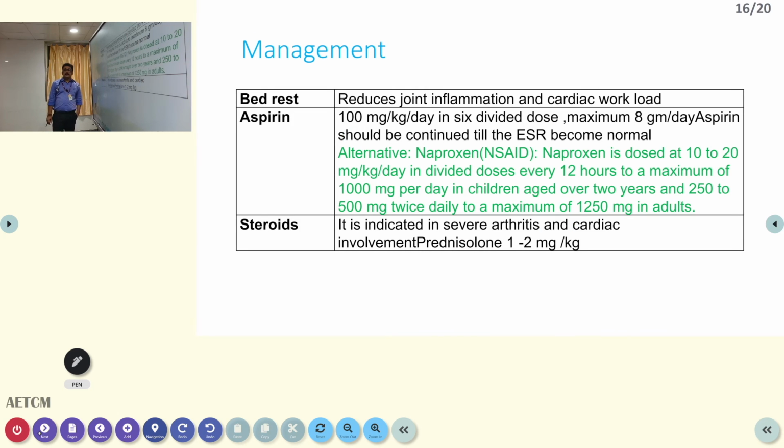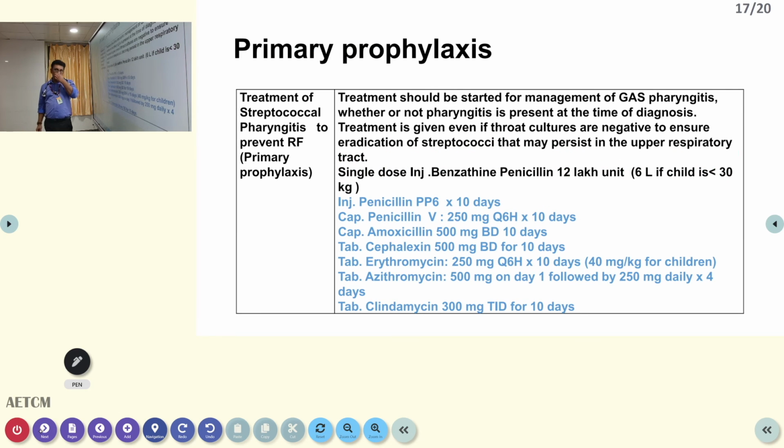Now, how to manage a case of rheumatic fever? Bed rest is most important, because whenever there is an arthritis or carditis, we have to advise the patient for full rest. You can give aspirin. That's a drug which is mainly used in heart disease to prevent the involvement of blood vessels, but here we are giving it as an anti-inflammatory drug. 100 milligram per kg per day is the dose. It's a very high dose. Alternative drugs: naproxen can be given, that's an NSAID. Steroids are indicated in severe arthritis and cardiac involvement. Prednisolone also can be given in rheumatic fever.